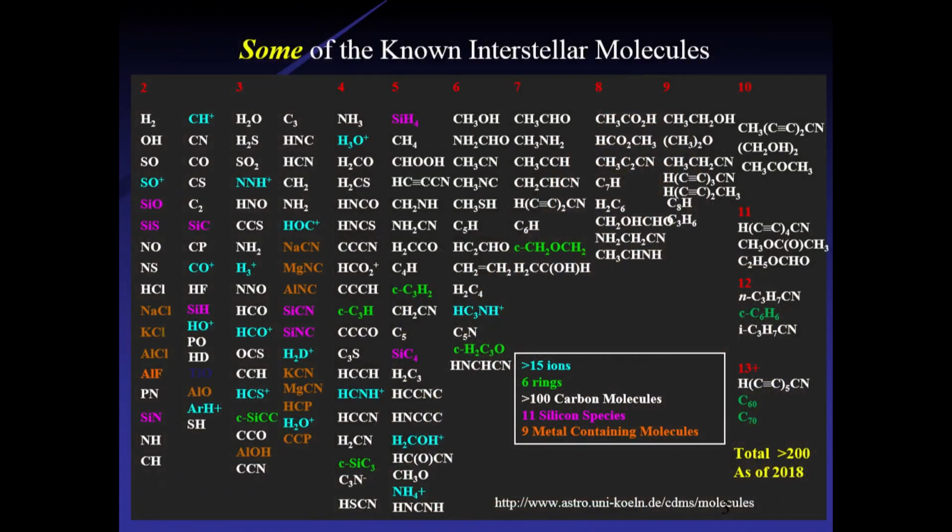Okay, so here's the eye chart. The known molecules, actually this is only some of them. There's over 200 now. What Paula showed you yesterday was that most of these are organic. That may be a bias of our own, but so far it hasn't proven to be so.